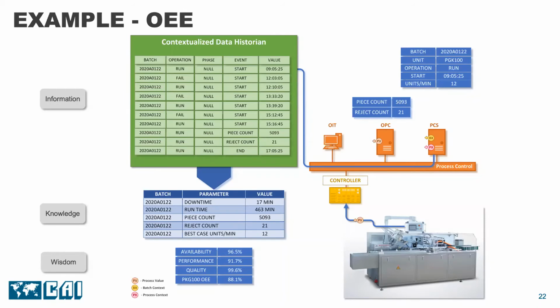Thus, multiplying these all together, the OEE for our cartoner for our shift is 88.1%. With a data infrastructure like the one we've been discussing, we can easily display this value on dashboards all throughout the facility. We can also make our OEE cumulative for the month.